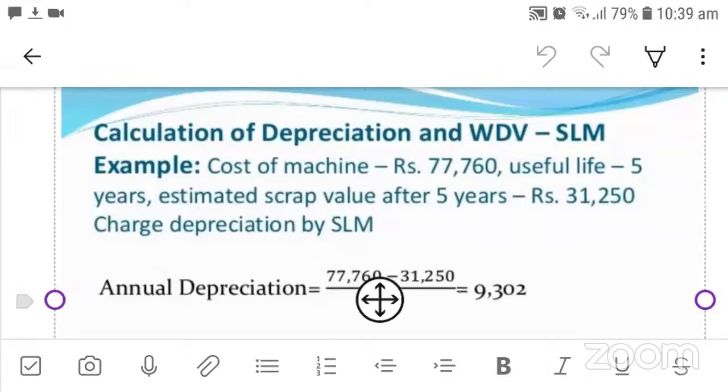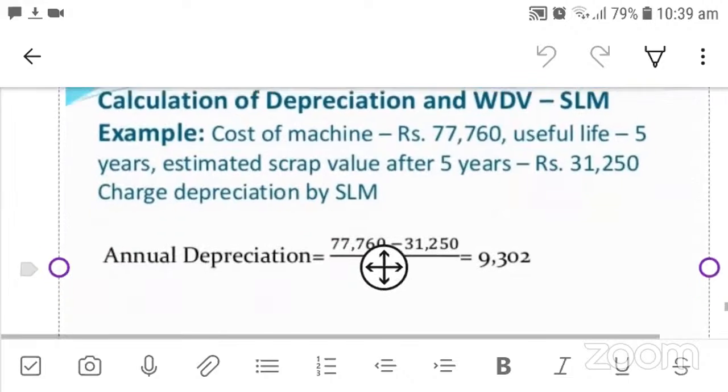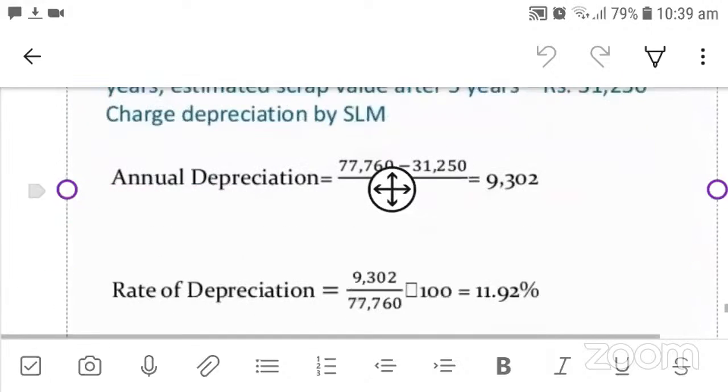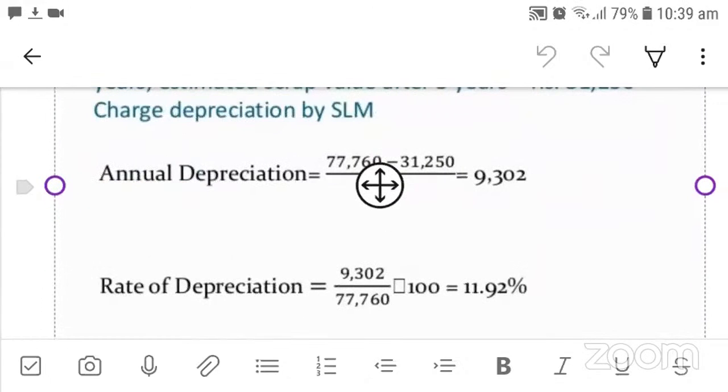One example we will see. Cost of machine 77,760, useful life 5 years. Estimated scrap value after 5 years 31,250. Annual depreciation we have to find out. The cost of the machine 77,760 minus scrap value 31,250, divided by lifetime. That will give some amount, that is the annual depreciation.